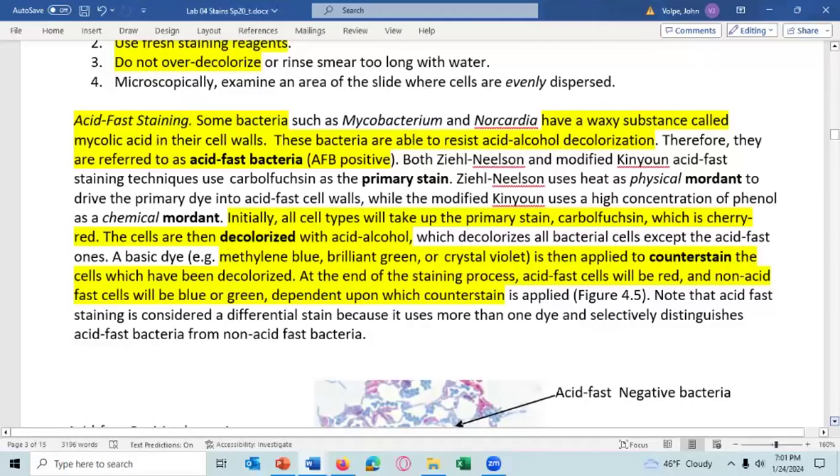Some bacteria, mainly the Mycobacterium and the Nocardia, have a waxy substance called mycolic acid in their cell walls. These bacteria, meaning the Mycobacteria and the Nocardia, are able to resist the decolorization in the acid-fast stain. These cells, which resist being decolorized, we refer to them as acid-fast bacteria, meaning acid-fast positive bacteria.